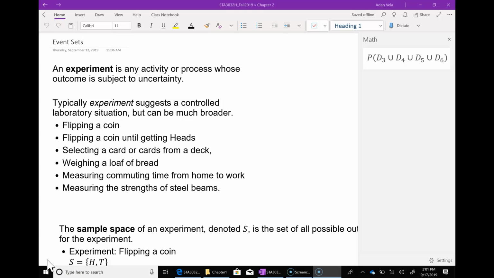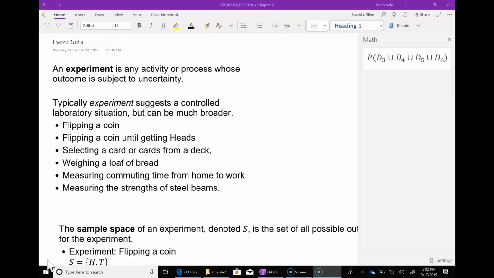Another interesting one is weighing a loaf of bread. You might weigh that loaf of bread multiple times, and each time you do it, get a different answer. So we see these experiments generating randomness in different ways. For the loaf of bread example, we get randomness by the process of weighing the bread. While later on, let's say we're measuring the strength of different steel beams, we get randomness by the fact that we're measuring actually different steel beams.